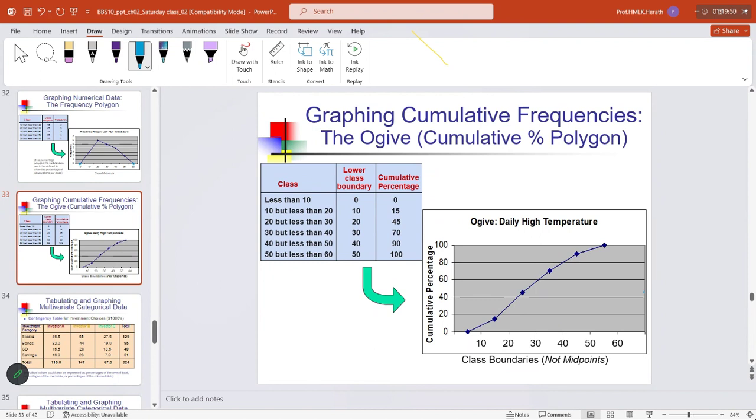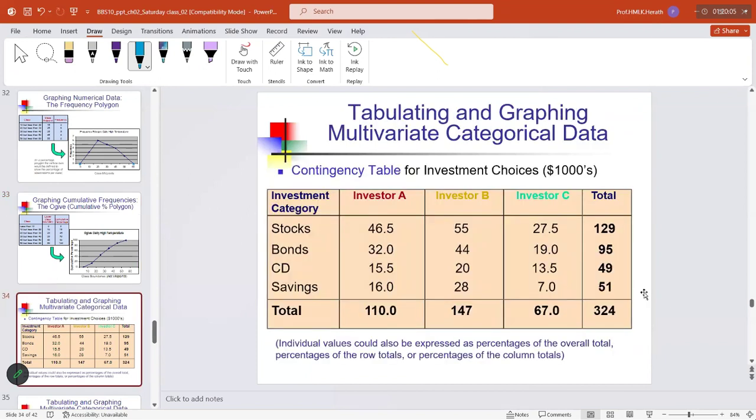So this is the way we summarize quantitative data using some graphs and some tables. And let's talk about how we tabulate multivariate categorical data. They can be tabulated in a contingency table. In the body we have frequencies, right? In the first column we have one variable. In the first row we have the other variable.